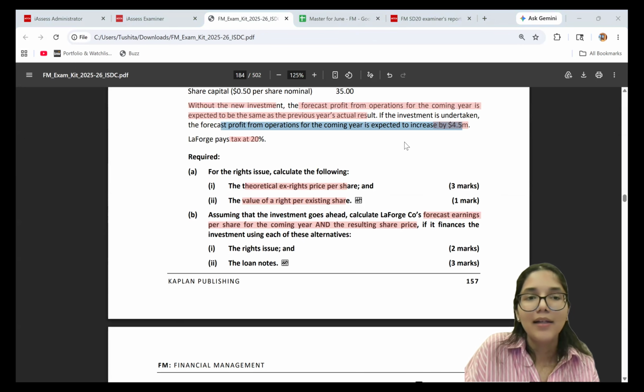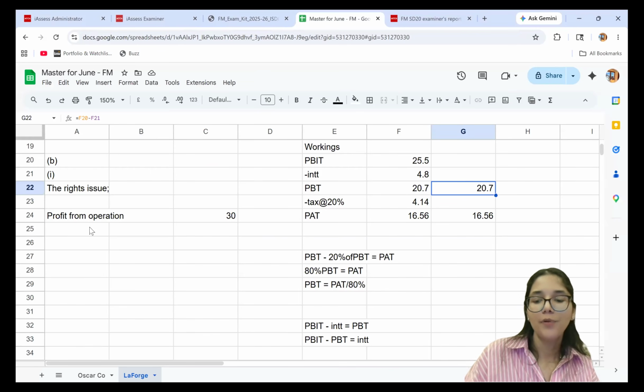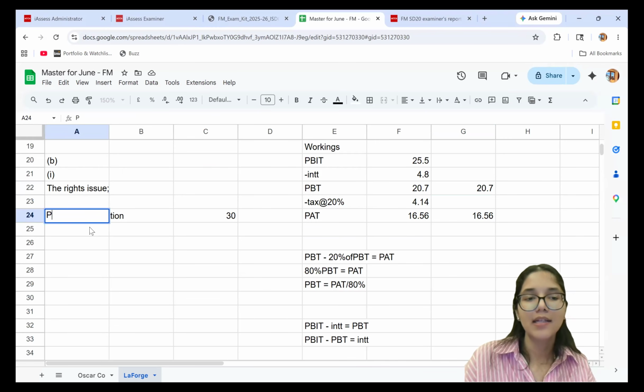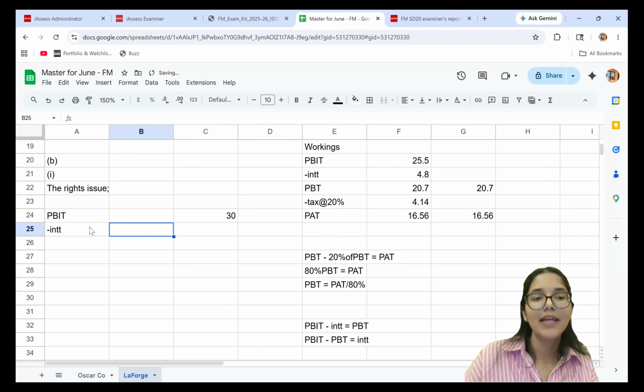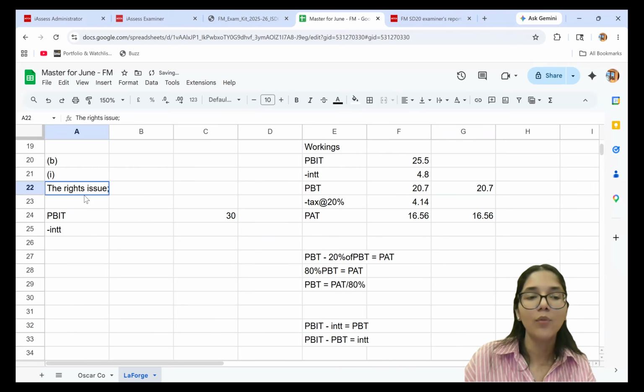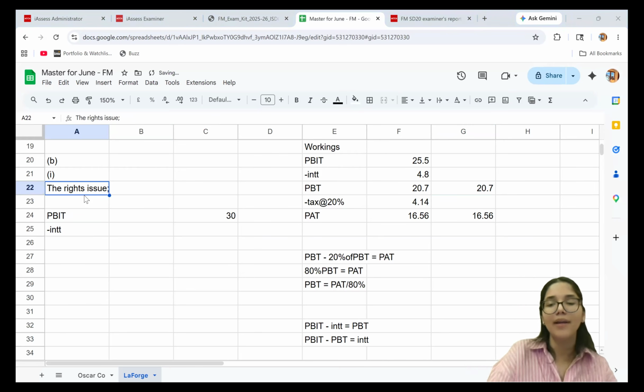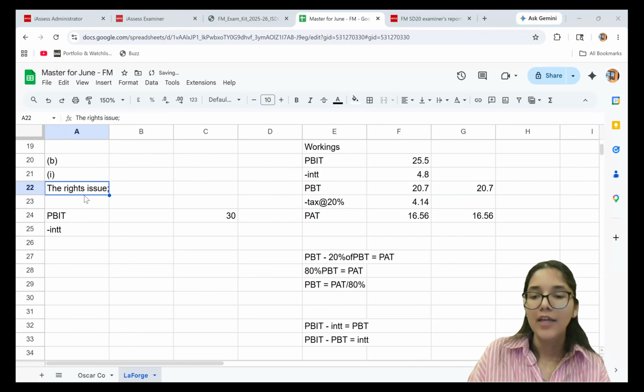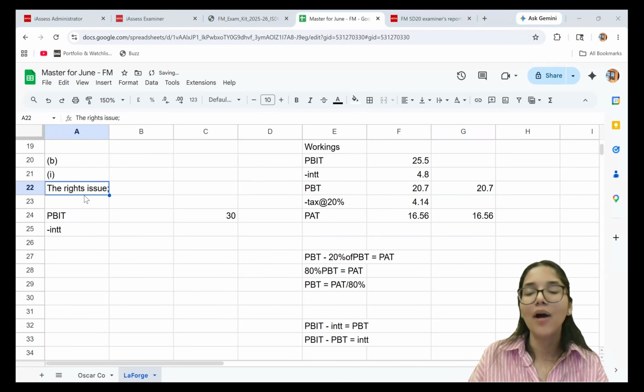Okay, everyone with me till here? Everybody? Okay, now I know that from the profits from my operations, this is basically my PBIT. I will pay the interest. If the company has gone ahead with a rights issue, will there be any change in the amount of interest that the company will pay now? If the new investment has been funded via rights issue, will there be any change in my interest cost from previously?